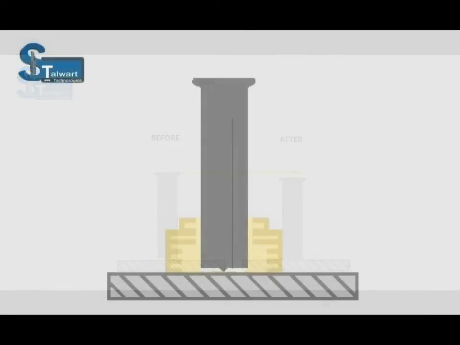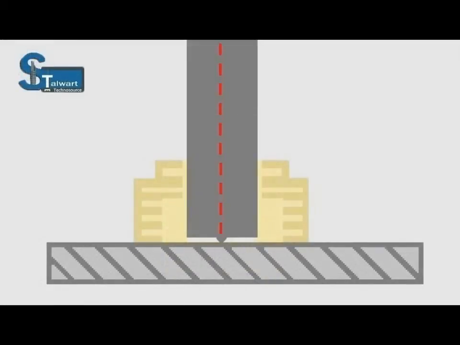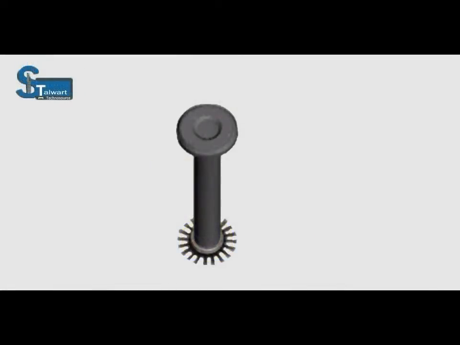Now, let's have a closer look at the process. This is the cross-sectional view, where the base of the stud is melted along with the workpiece. As the weld cycle is completed, the ferrule is discarded.